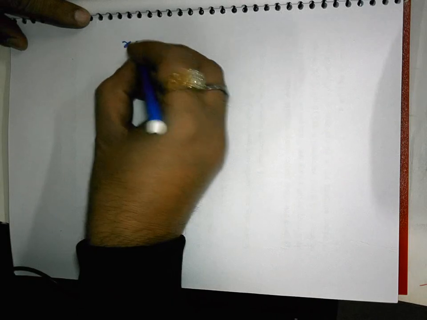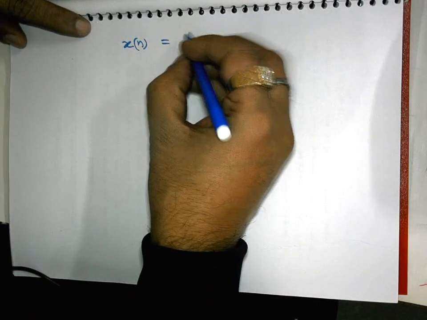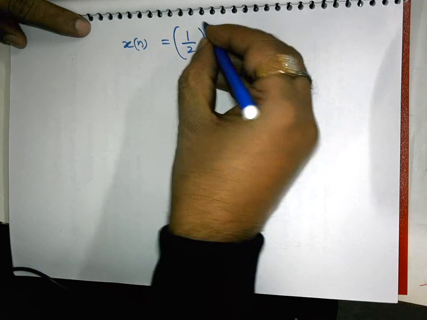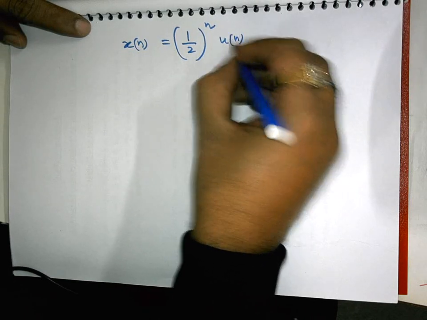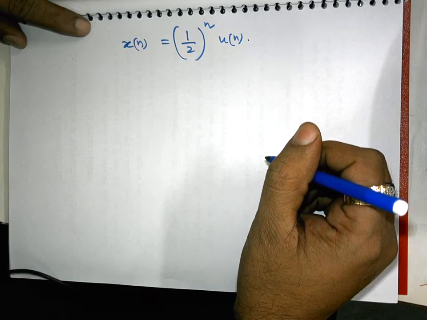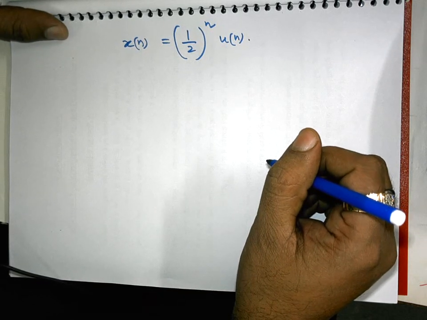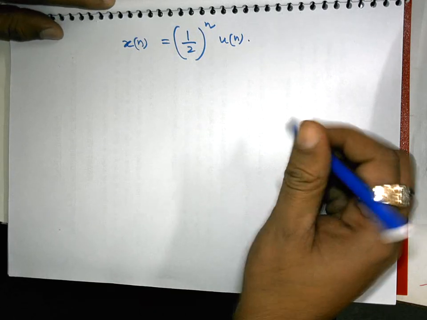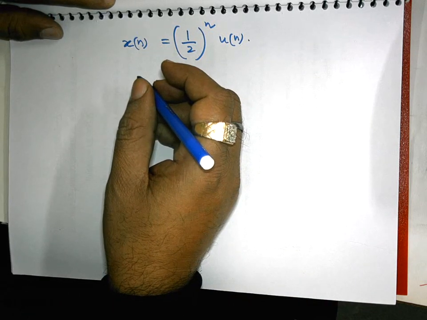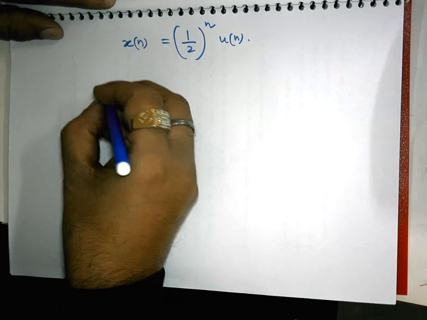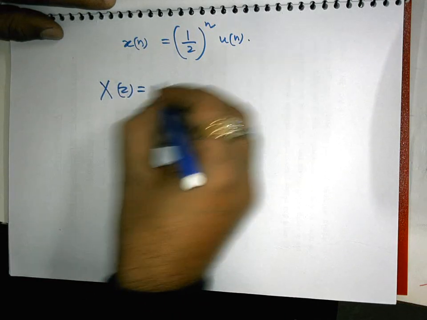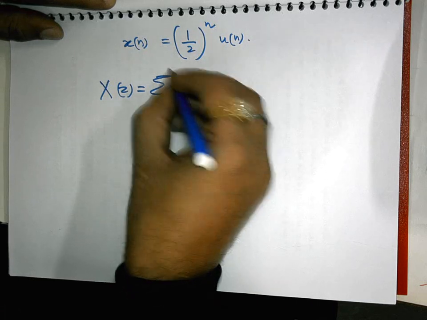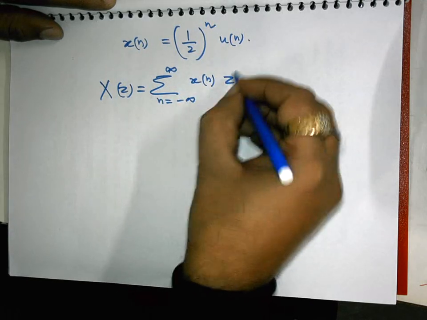Now we will observe the z transform for the signal x n equals half to the power n u n. This is the signal half to the power n u n, and we will find the z transform of this signal. What the defining relationship for the z transform says is that X z equals the summation from n equals minus infinity to infinity of x n z to the power minus n.